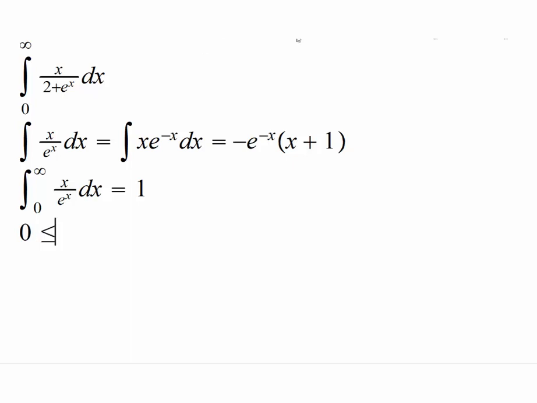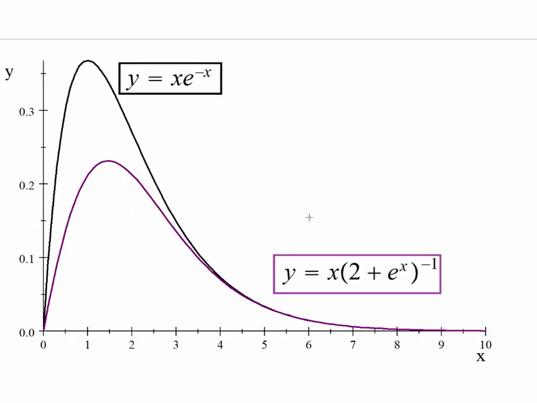So notice that this function here is a non-negative function, and at the same time it is dominated by this function, right? Now graphically, this black graph is that of x times e to the negative x, or x over e to the x, and this magenta graph is that of x times (2 plus e to the x) to the negative 1, or x over (2 plus e to the x).